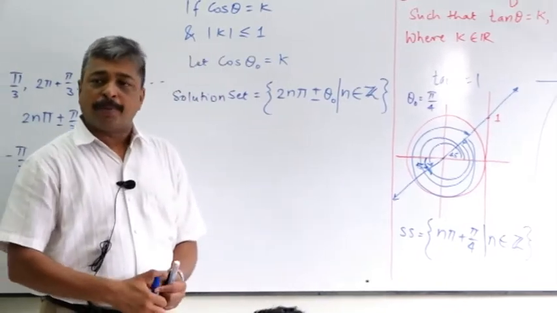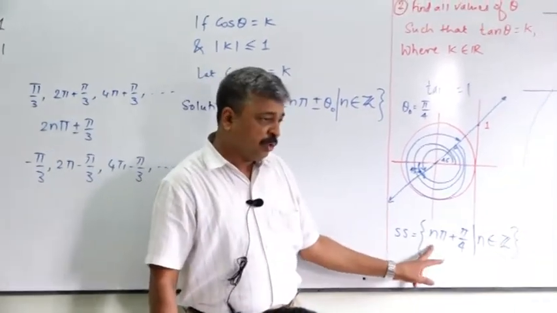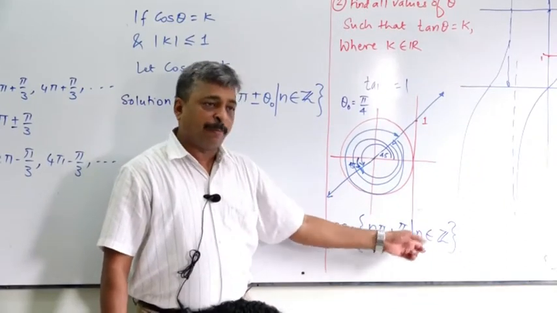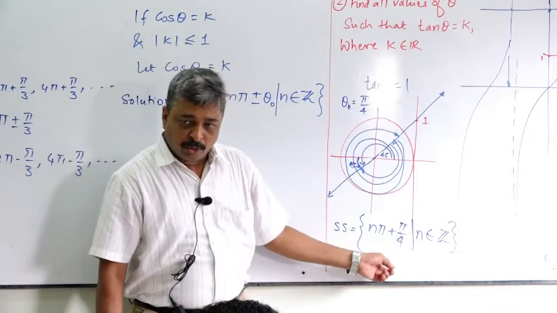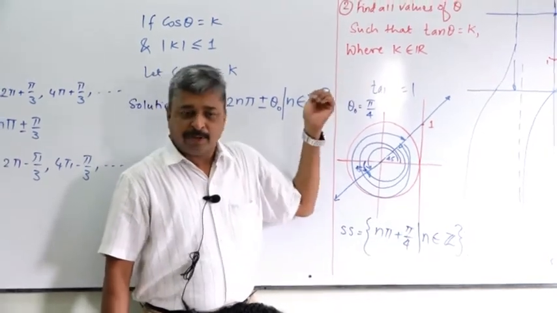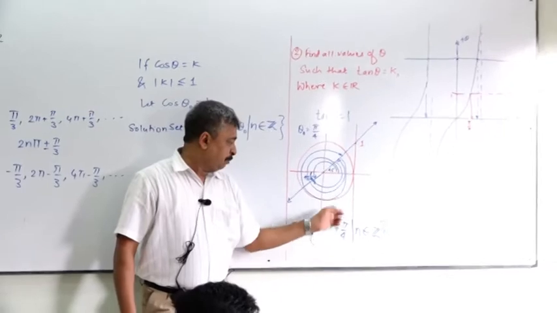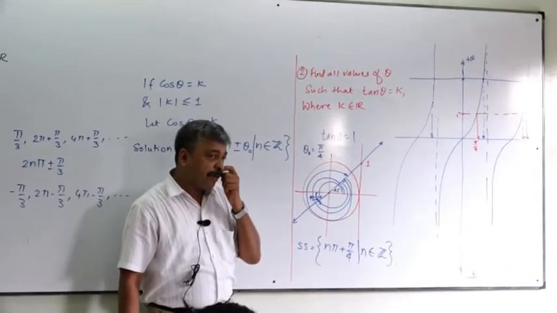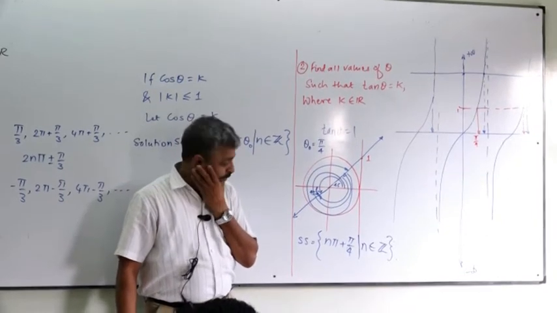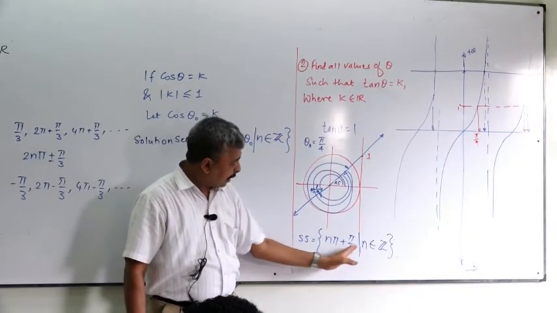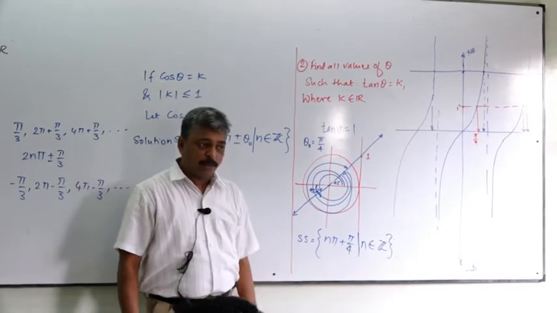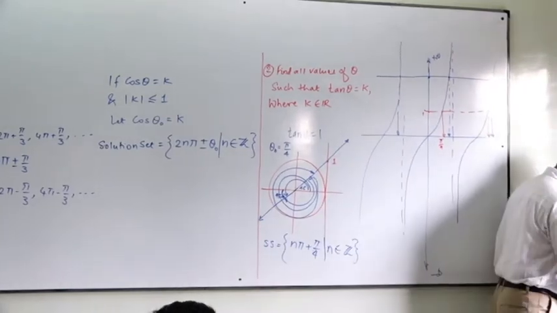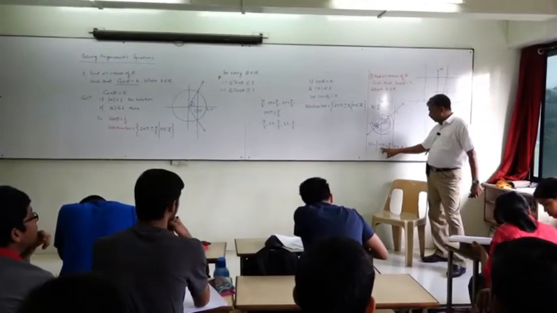Will it take care of every value that we discussed? If n is equal to 0, pi by 4, giving me that value. If n is equal to 1, pi plus pi by 4 gives me that value. If n is equal to 2, 2 pi plus pi by 4 gives me that value. N is equal to minus 1, pi minus pi by 4. Sorry, not pi minus pi by 4, minus pi plus pi by 4. Will it give me the same value? Minus pi plus pi by 4.